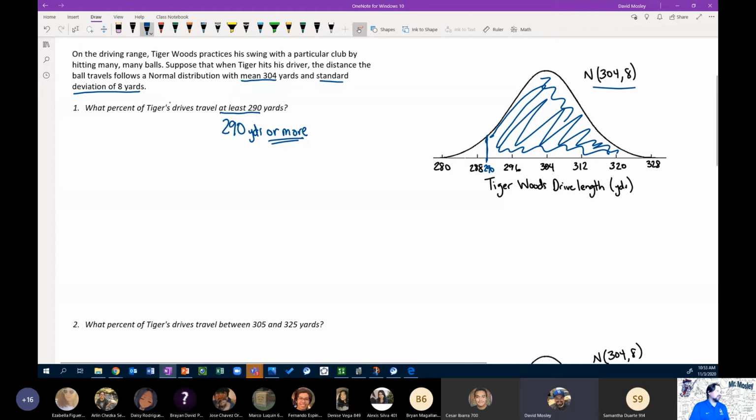So to do that, we have z equals 290 minus 304, the mean, divided by the standard deviation of 8. That's going to be negative 14 divided by 8, which, since I did this in first period, I already know is a negative 1.75. So this is the z-score that I will look up on table A.